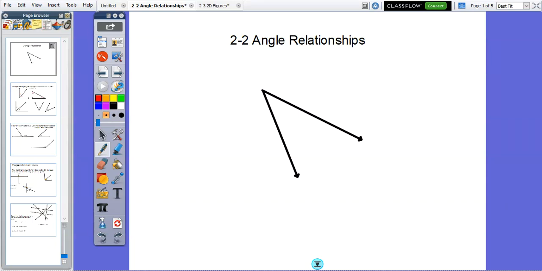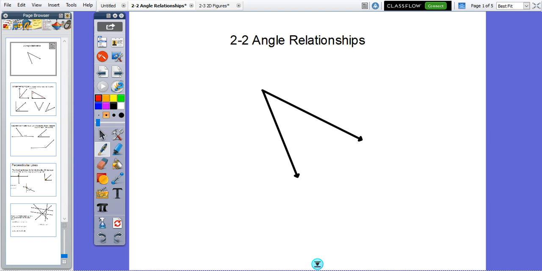Welcome back to some more geometry. Today we are talking about angle relationships. So, the objective for today was the student will be able to use the relationships of complementary, supplementary, and perpendicular angles to solve for the given unknown.